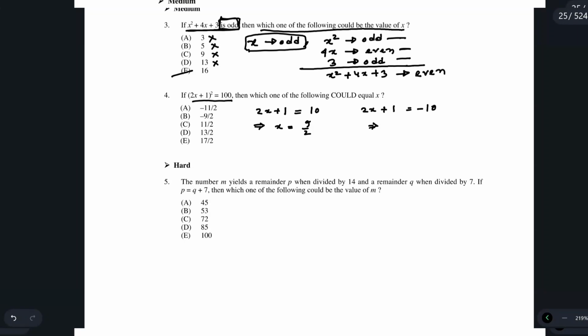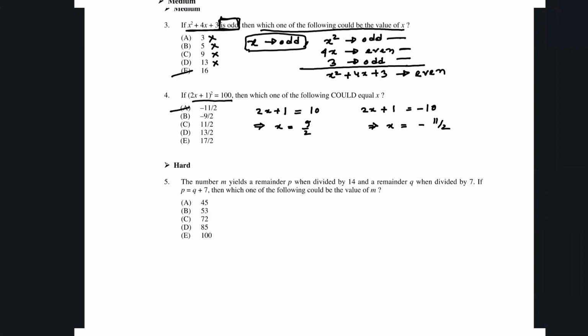And here we can derive the value of x equals minus 11/2, right? Because if this one goes to the other side of the equality, it becomes minus 10 minus 1, which is minus 11. So if we check the values, we know that the only possible value for question 4 should be A, which is minus 11/2.